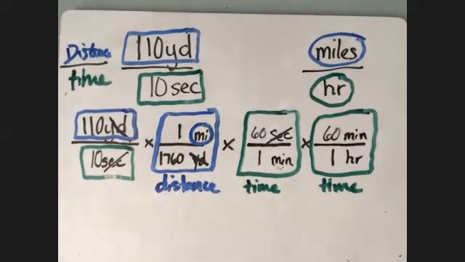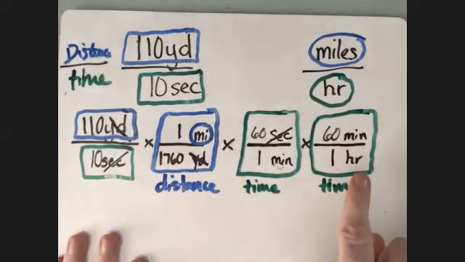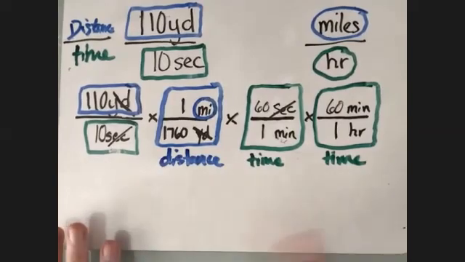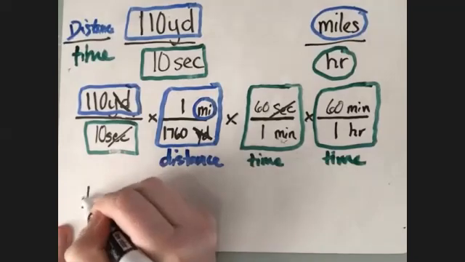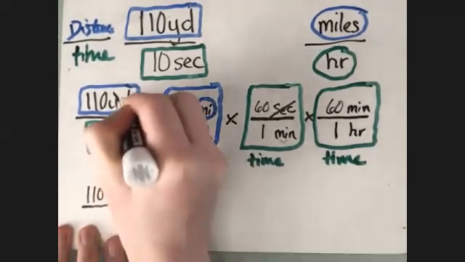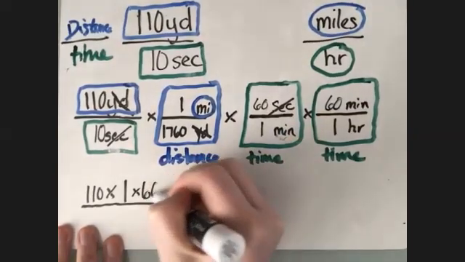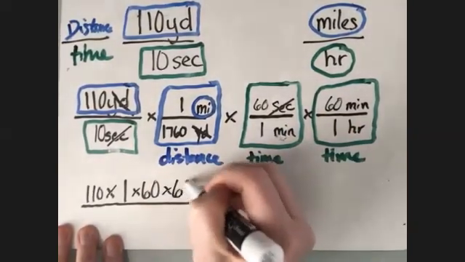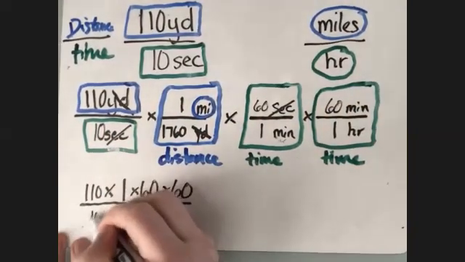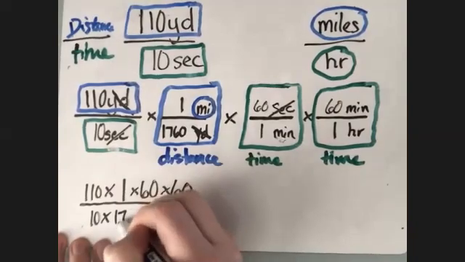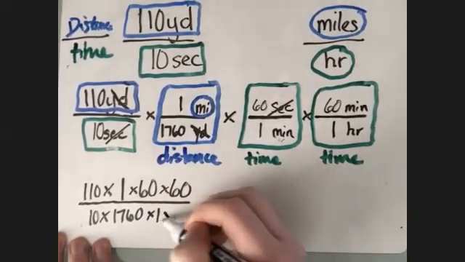So the next step says to multiply everything on the top and everything on the bottom. At this point, I highly recommend you just rewrite it so that you don't make the error, and it would be 110 times 1 times 60 times 60. I've done everything on the top. Now I go to the bottom. 10 seconds times 1760 times 1 times 1.